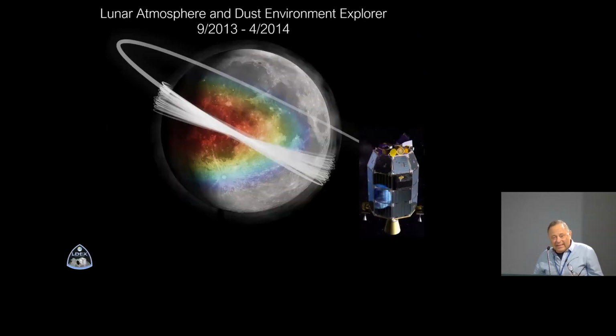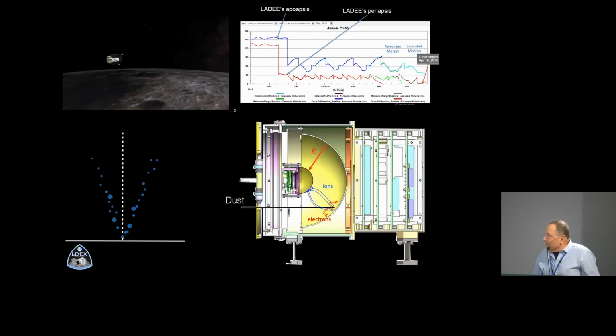LADEE was a mission about 10 years ago, Lunar Atmosphere and Dust Environment Explorer. Some of the measurements were dedicated to see what happens when you are bombarding the surface of the moon and generating secondary ejecta particles. LADEE was confined to the near equatorial regions of the moon. And one of the instruments was the Lunar Dust Experiment.